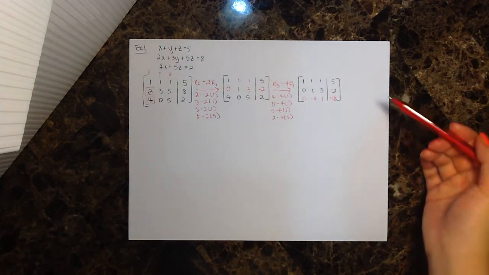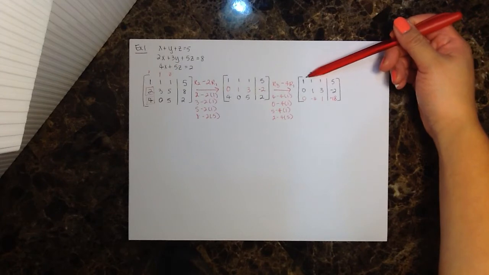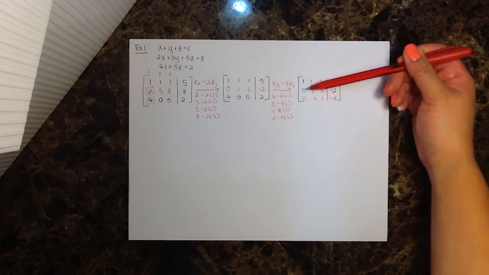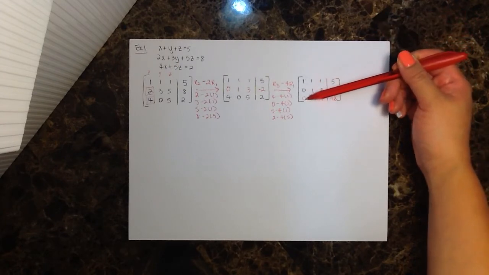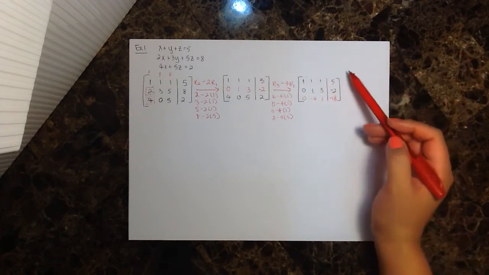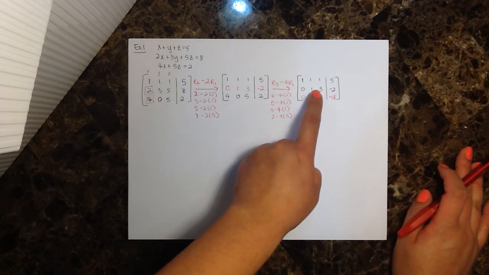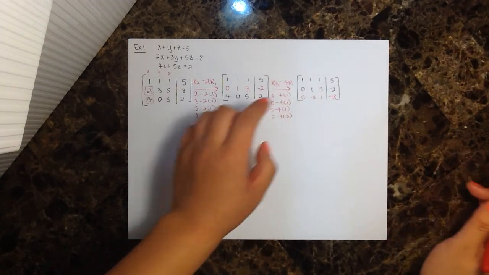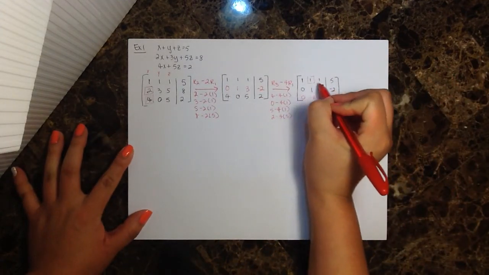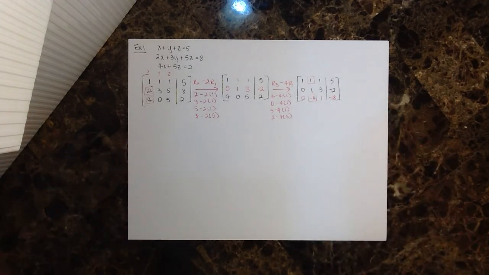So let's see, the leftmost non-zero element in each row is 1. So 1, and then the numbers in that column are zeros. Okay. Second row, that first number is a 1, but now I also want the other numbers in that column to be 0. So the 1 and this negative 4 need to turn into a 0.